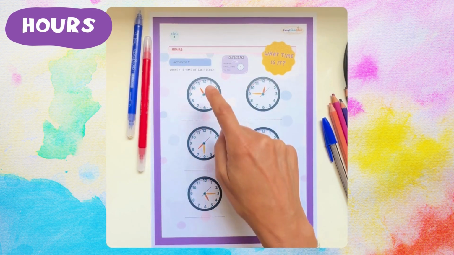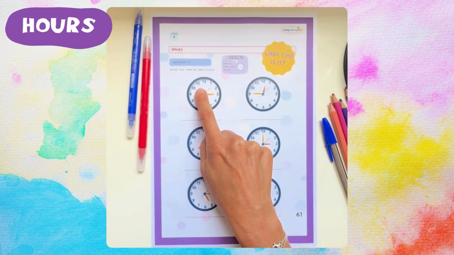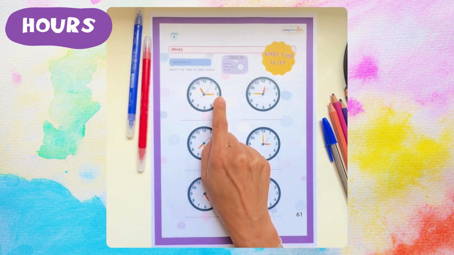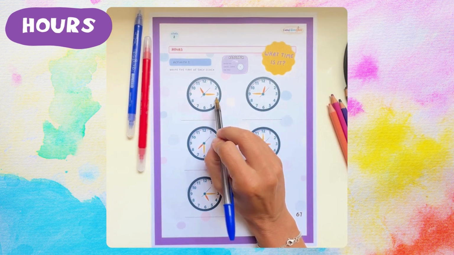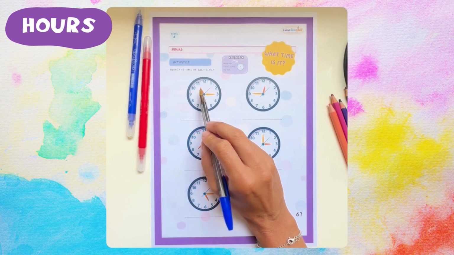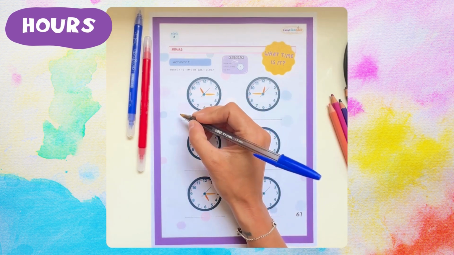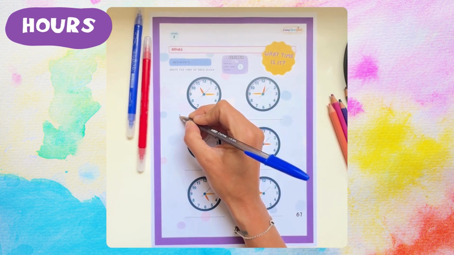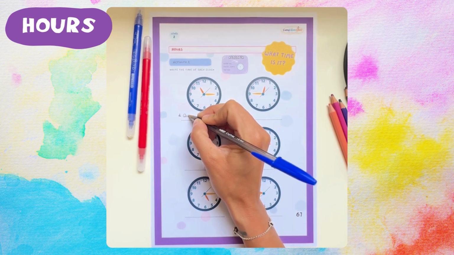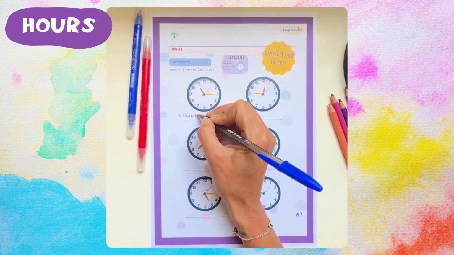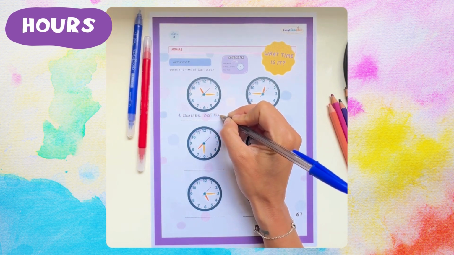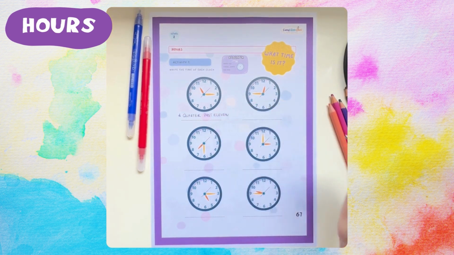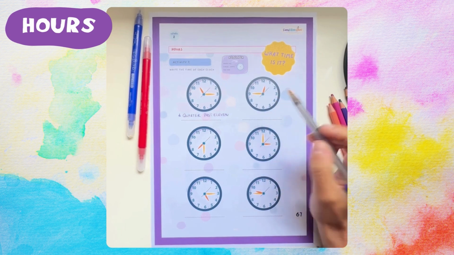What time is it? Here, our shortest, 11 and the minutes 15 minutes past, a quarter, right? So we can say a quarter past 11 or 15 minutes past 11. Let's go for the quarter and write a quarter past 11.